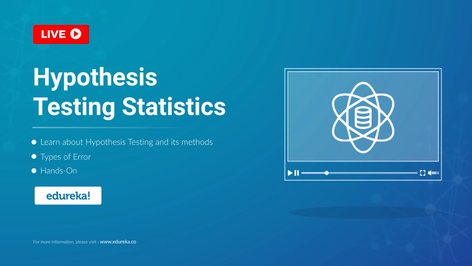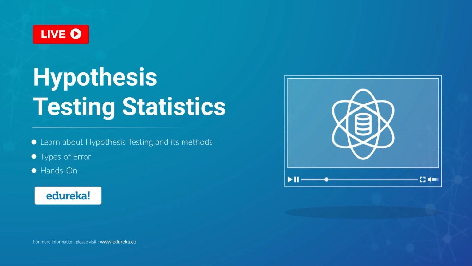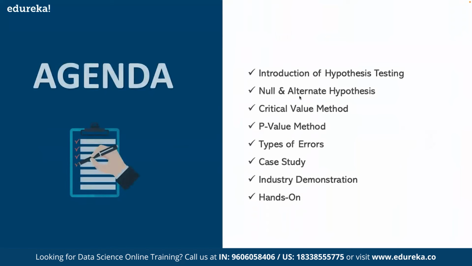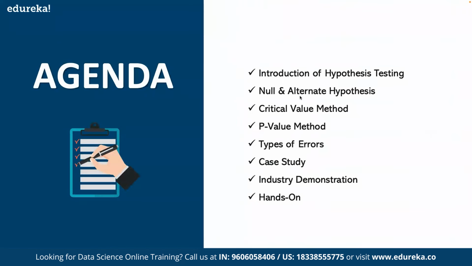So as we progress in today's session, we'll be learning statistical hypothesis testing. We'll look into what exactly this hypothesis testing is. We'll understand the concept of the null hypothesis and the alternate hypothesis. And we will look into one of the well-known methods, called the critical value method, in performing the hypothesis testing. Then we will look into the concept of the p-value method.